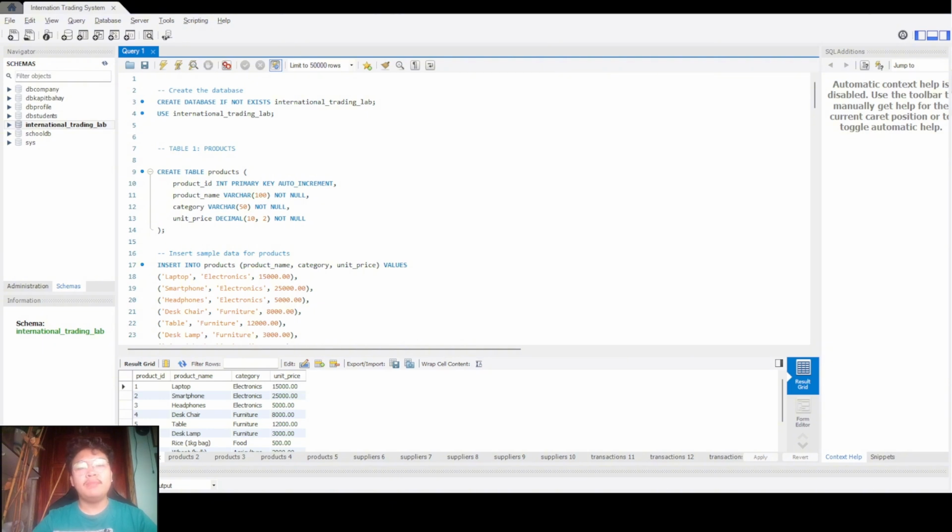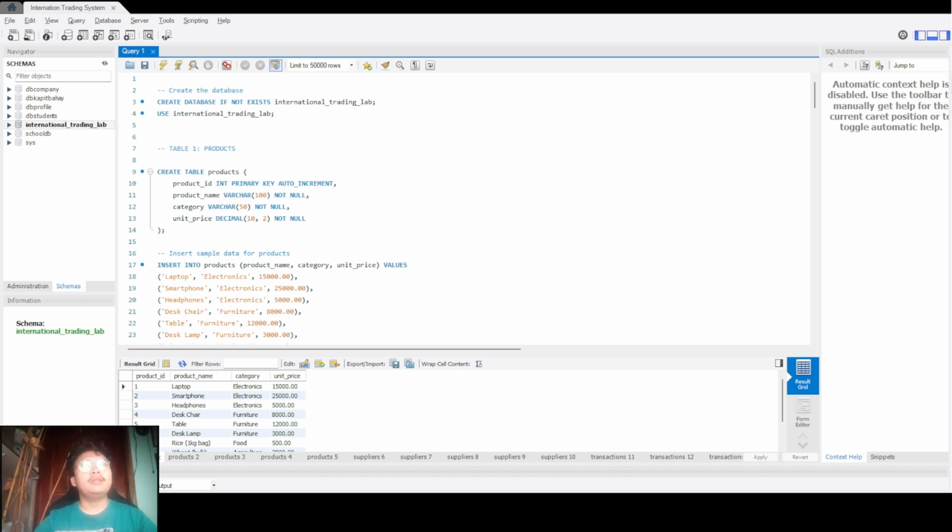This system helps businesses track their international trade. It manages three main things: products that companies buy and sell, suppliers from different countries, and all transactions or deals that happen between them. The database is called International Trading Lab and has three tables. Today, I will show you how I created it, how I put the data in it, and how I use SQL queries to find important information for trading decisions. So let me start by showing you the database structure.